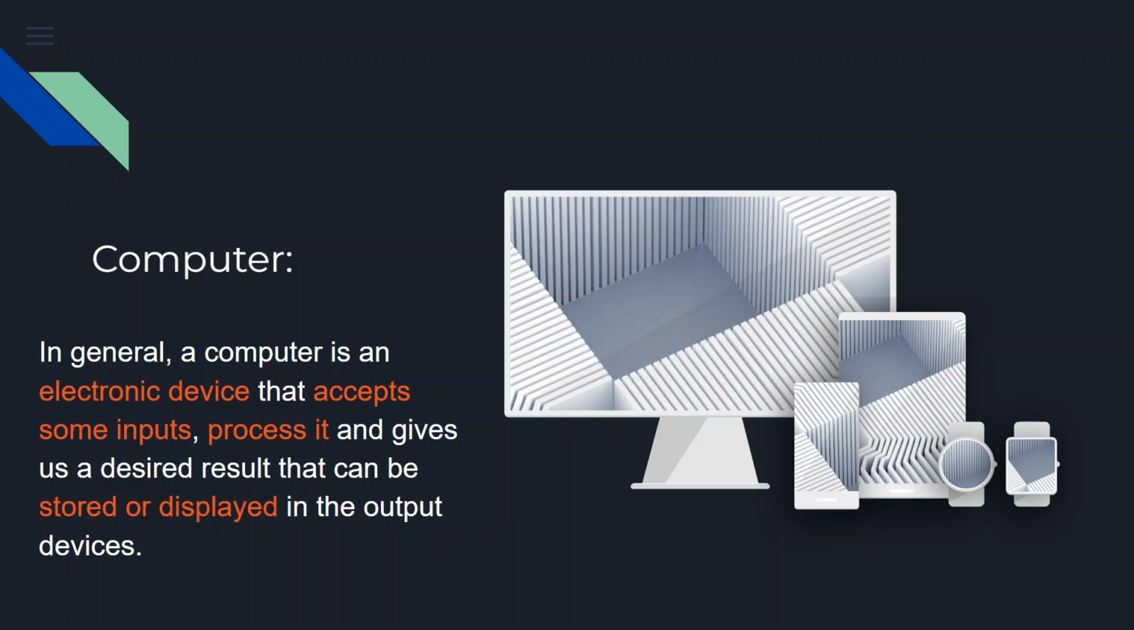Third, process it. Process it means that the input we provided or any other data is processed by the CPU to generate some information. Processing could be arithmetic, logical, or control related. Lastly, store or display. Store or display output means that the information or result obtained from the CPU can be stored on memory devices for further purposes, or directly be displayed on the monitor, that is our output device.